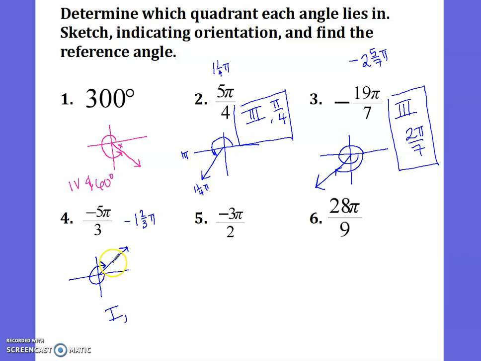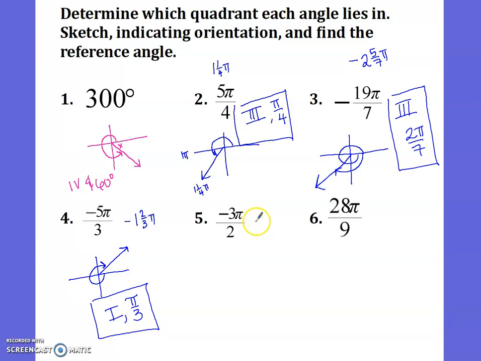My reference angle is going to be this little angle right here. Okay, so 2/3, that's more than a half. So that means I have 1/3 more to get to the next whole number. Okay, so my reference angle is going to be 1 pi over 3.